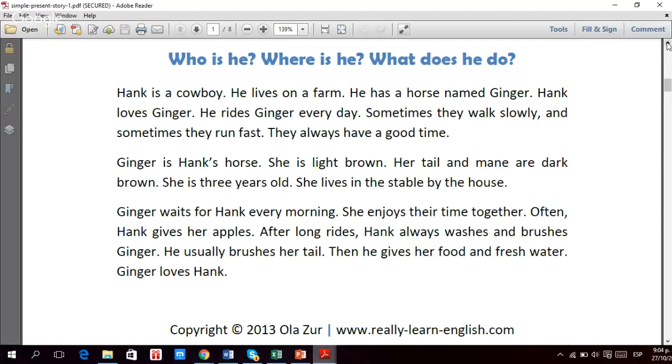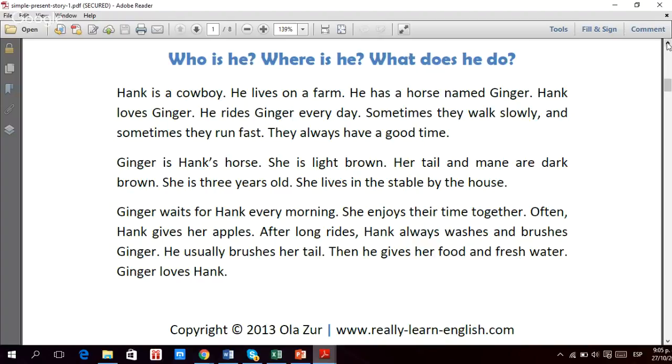Okay, great. Now you're going to read in this way with the first person, like, who am I? Who am I? Where am I? What do I do? Try to put the words together. Who am I? Where am I? What do I do? Okay. I am a cowboy.